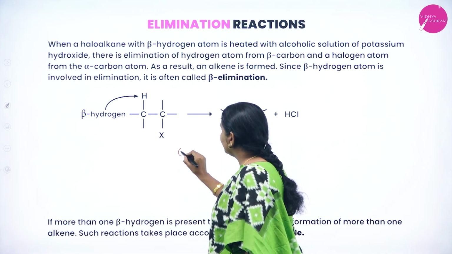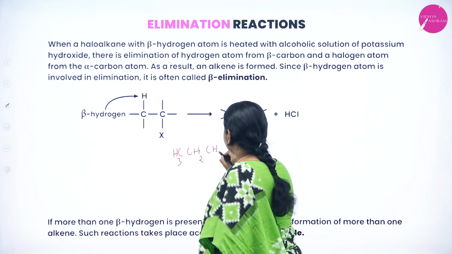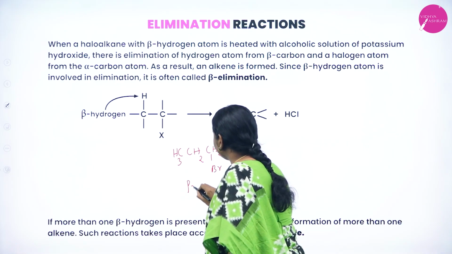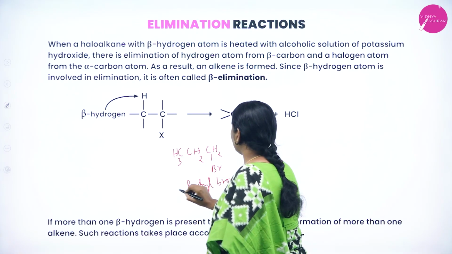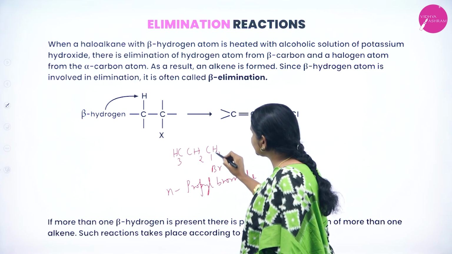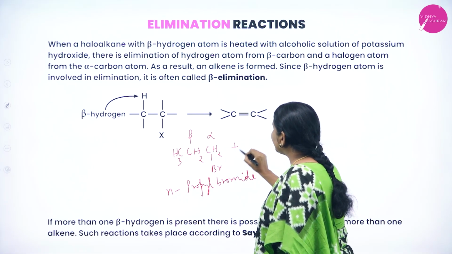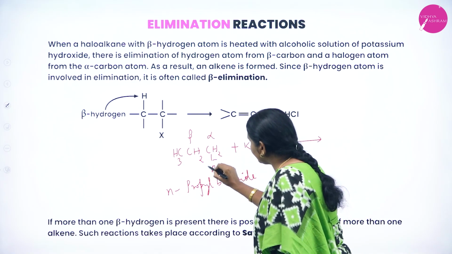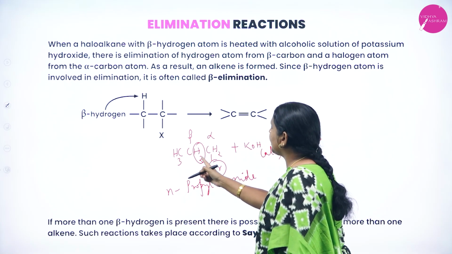Now let us consider propyl bromide, n-propyl bromide. To this carbon, bromine atom is attached, therefore it is known as alpha. Next to alpha, it is known as beta. When it is heated with alcoholic potassium hydroxide, you have to remove halogen from alpha carbon, and here how many beta hydrogen atoms are there? 2 beta hydrogen atoms are there.